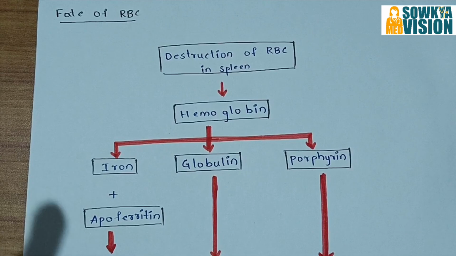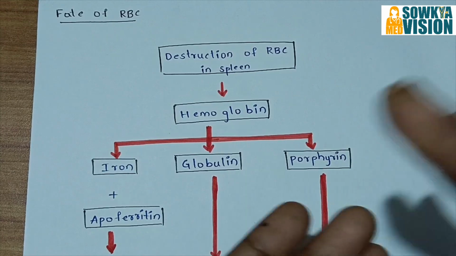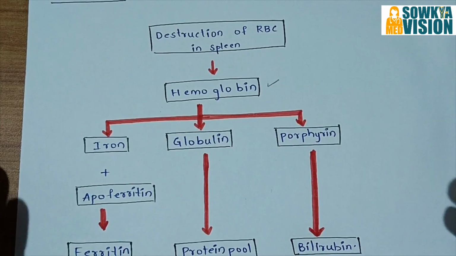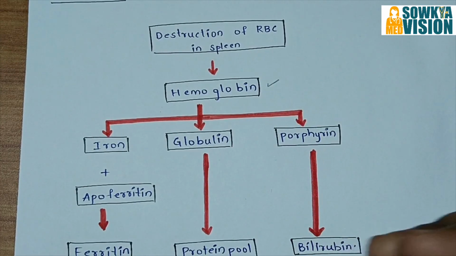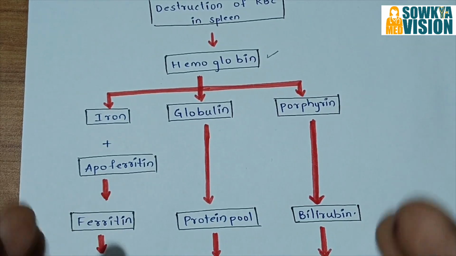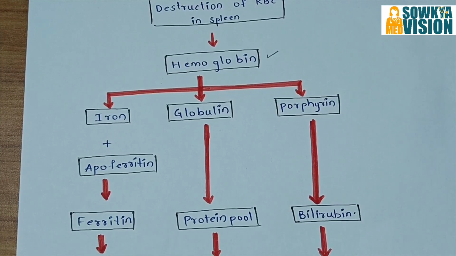After entering the spleen, destruction of RBC takes place. Destruction of RBC releases hemoglobin. As I said, RBC contains hemoglobin, which gives the red color pigment to the cell. So this hemoglobin is released from the RBC after entering the spleen.